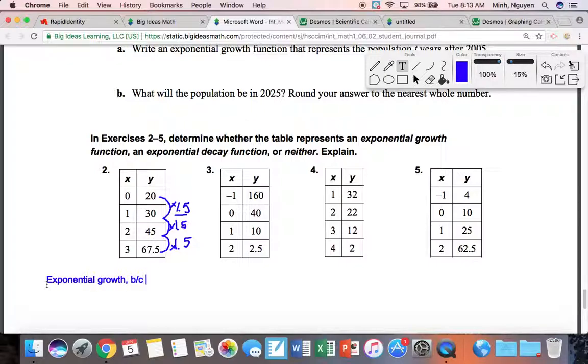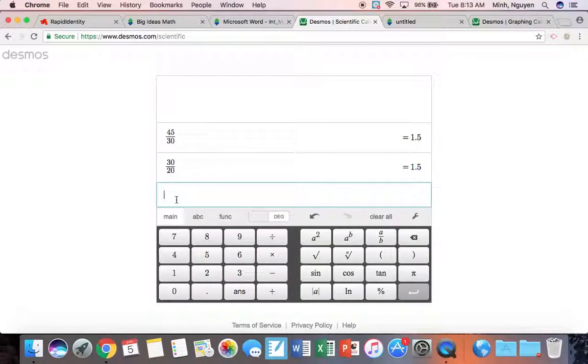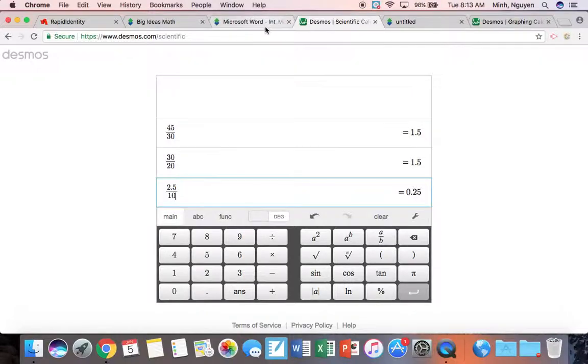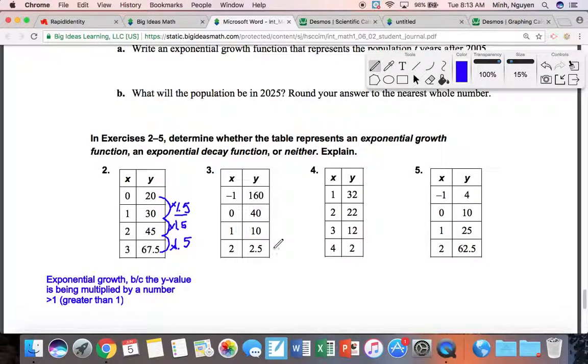It's exponential growth because the y value is being multiplied by a number greater than 1. I'll do the same thing here. 2.5 divided by 10 is 0.25.